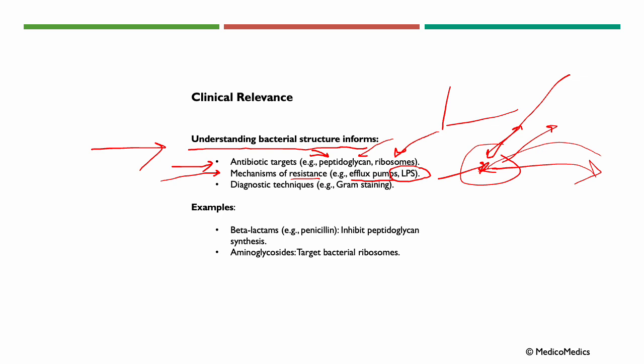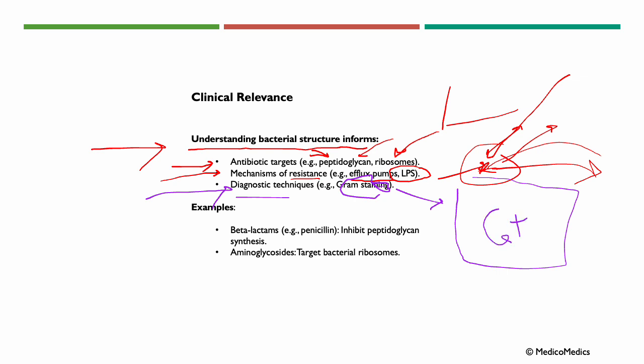We have mentioned the importance of diagnostic techniques to be able to identify, is it a gram-positive, is it a gram-negative? And if you remember, we used crystal violet. And if crystal violet remained due to the thick layer, it indicated then a gram-positive. And some clinically relevant drugs would be beta-lactams, like penicillin. They inhibit peptidoglycan synthesis. We had another group called aminoglycosides. These were targeting bacterial ribosomes.